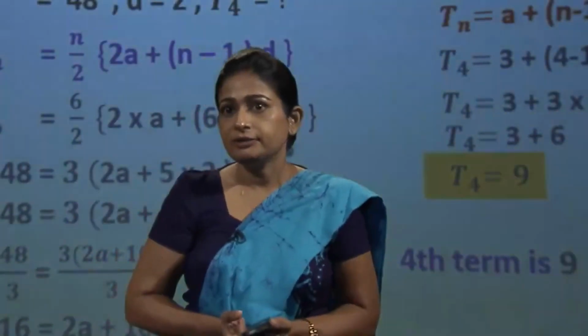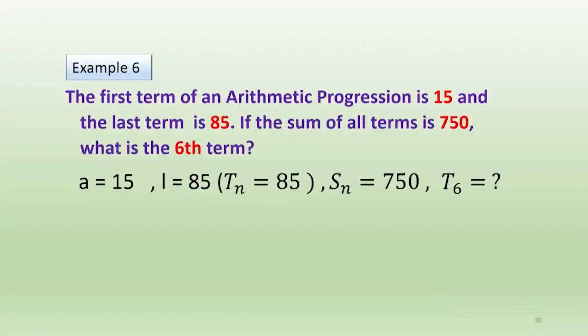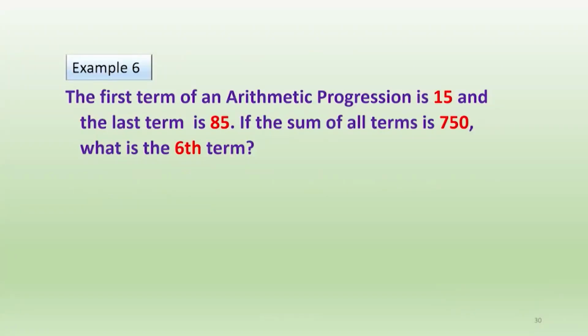Okay, let's do another one. The fourth term is 9. Let's do the next example. The first term of an arithmetic progression is 15 and the last term is 85. If the sum of all the terms is 750, what is the sixth term?